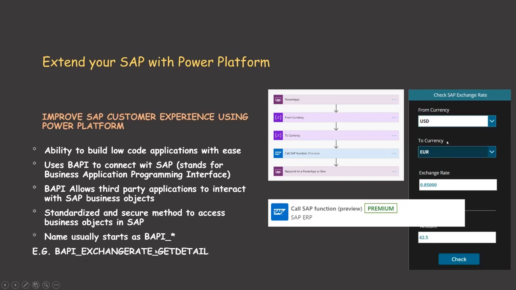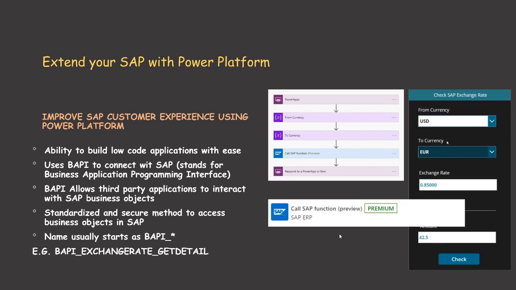So if you use this, it will give you the exchange rate detail. And you might ask, is it only the standard BAPI that we can use? No, you can customize as well. So if you want to have something added into the BAPI, you can add it in by customization from the SAP, and then you can expose it in the Power Automate and utilize it. So that's what you can do, right?